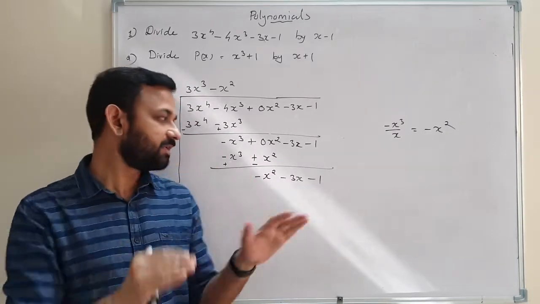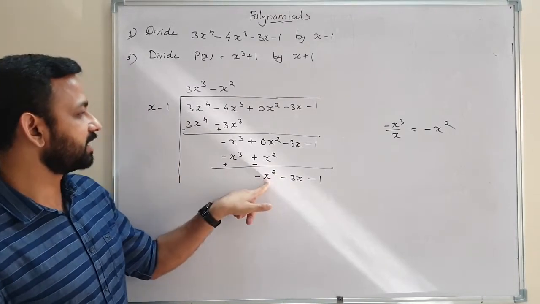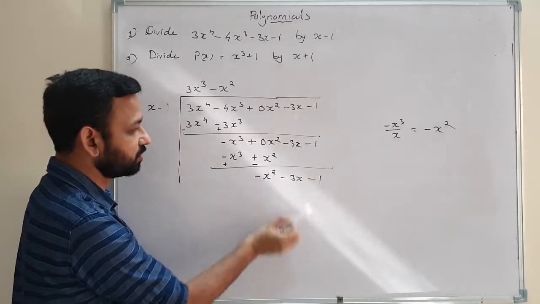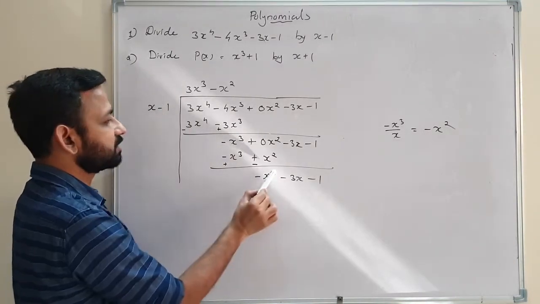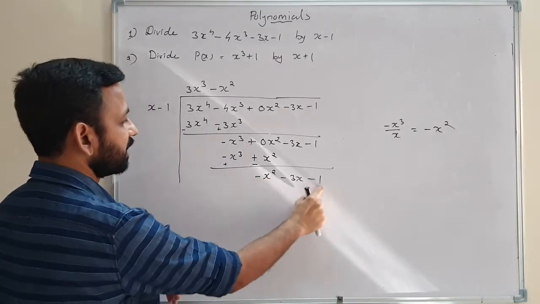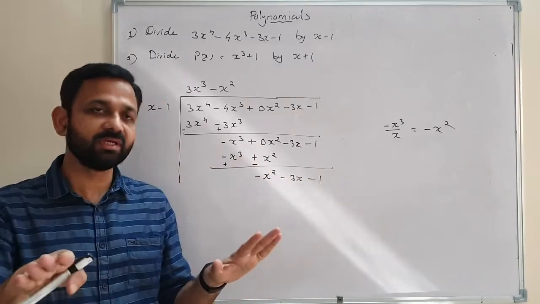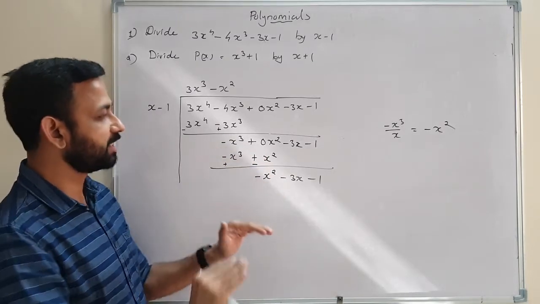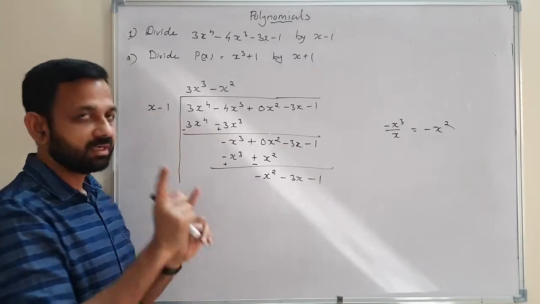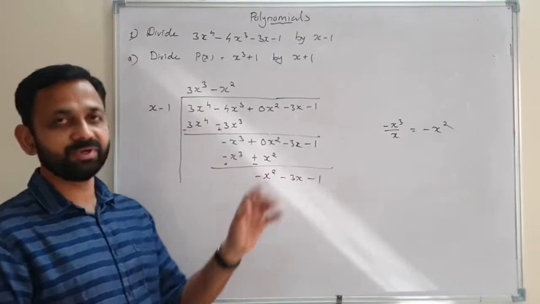We will continue this division till we get the degree of the remainder less than the degree of the divisor. So here the degree of the remainder is 2. Degree of the divisor is 1. So 2 is greater than 1. If the degree of the remainder is less than the degree of the divisor, then we will stop the division. Here 2, 1, this is greater, so we will continue division.